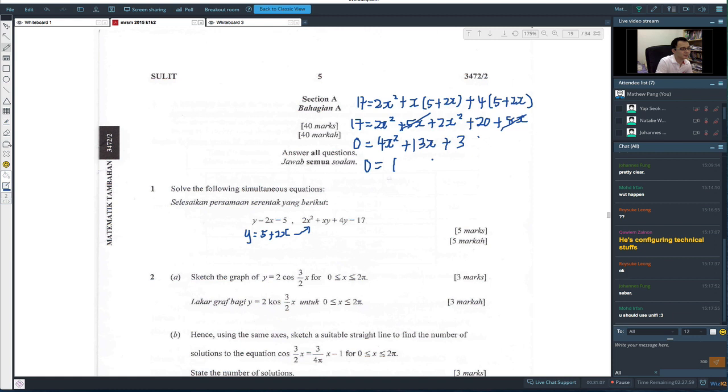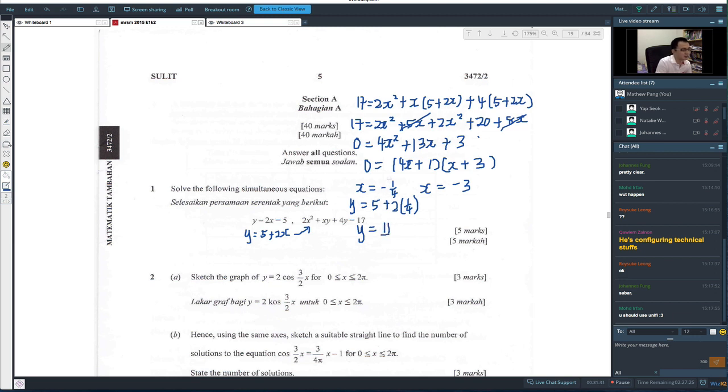So I will try to use 4x and x, 4x and x. Here I try to use 3 and 1. Okay, so this one will be positive and positive. Alright, so over here you have x equals negative 1 over 4, or x equals negative 3. Then you substitute this value into the y equation here. So y is 5 plus 2x. So y equals 5 plus 1 over 2, which will be 11 over 2.